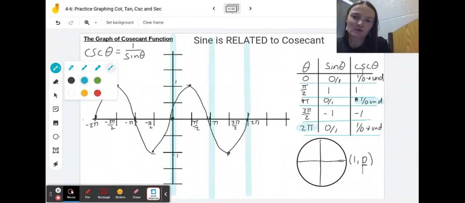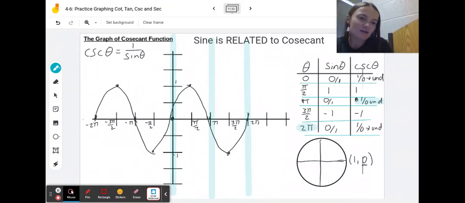In addition to that, let's talk about the points that are associated. At pi over 2, sine is 1, and the reciprocal of sine is still 1. So at pi over 2, we still have an ordered pair up at 1. Similarly, at 3 pi over 2, sine is negative 1, and cosecant is going to be negative 1 also. So we can put a point at negative 1 for 3 pi over 2.